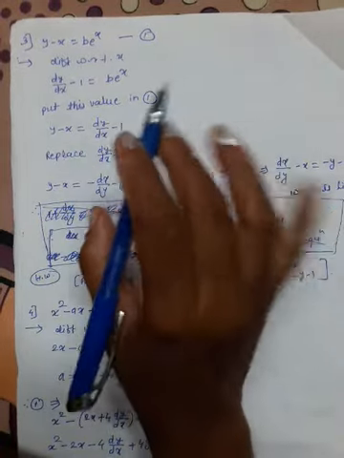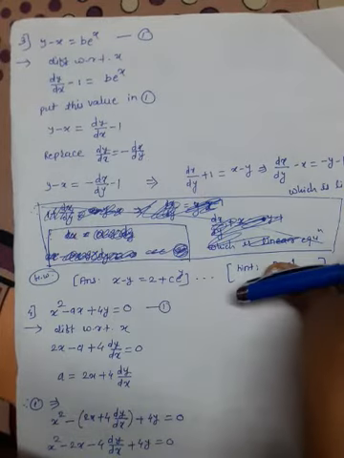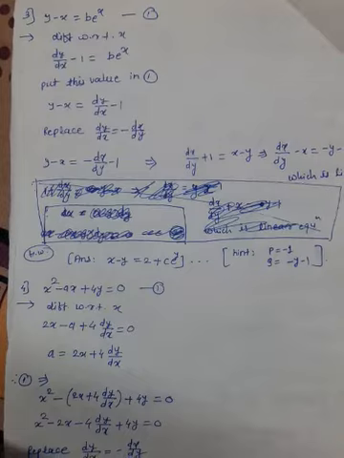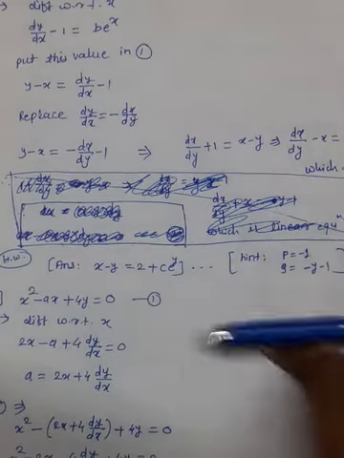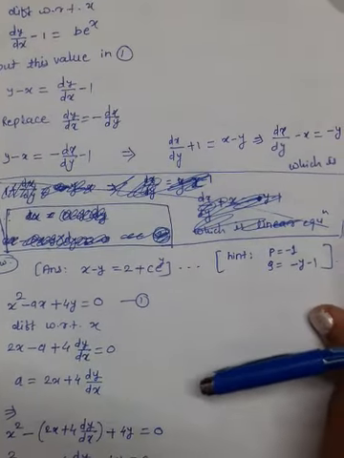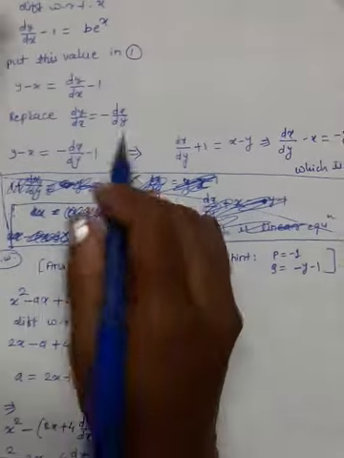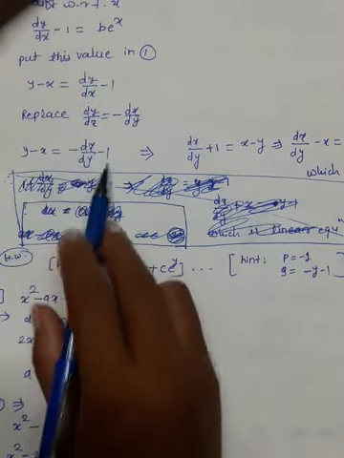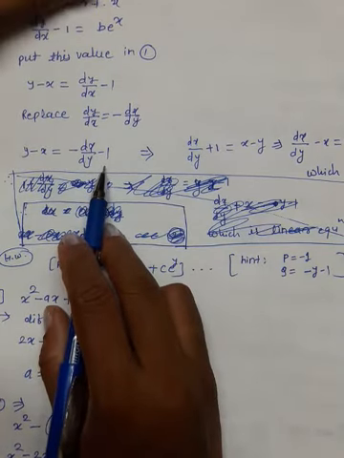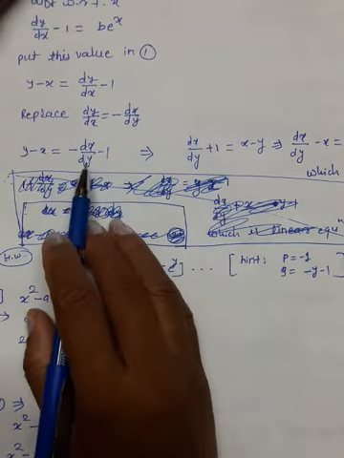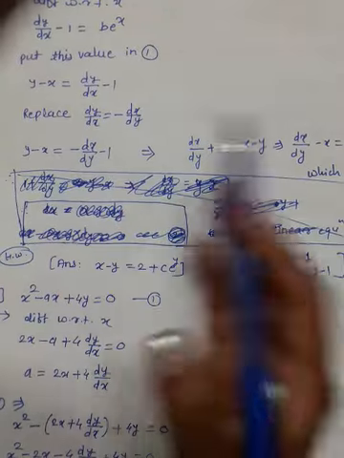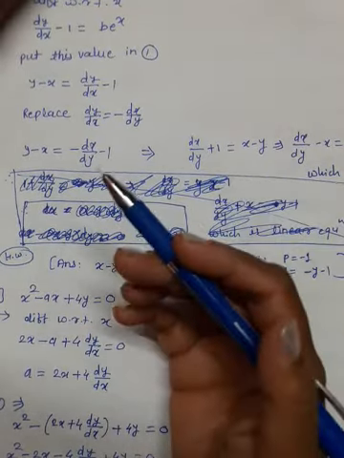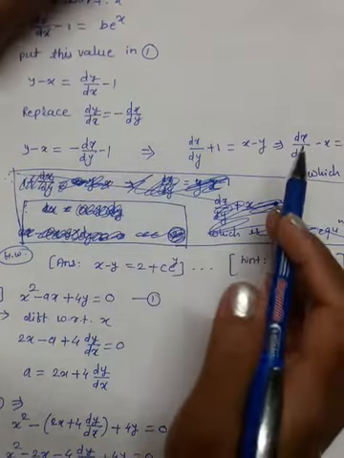b gets eliminated. Now the third step is replacing dy by dx with minus dx by dy in this particular step. We get y minus x is equal to minus dx by dy minus 1, the rest of the things as it is. Now the last step is that we have to solve this equation by any of the earlier methods, either exact equation, reducible to exact, or linear equation, or Bernoulli, anyone.